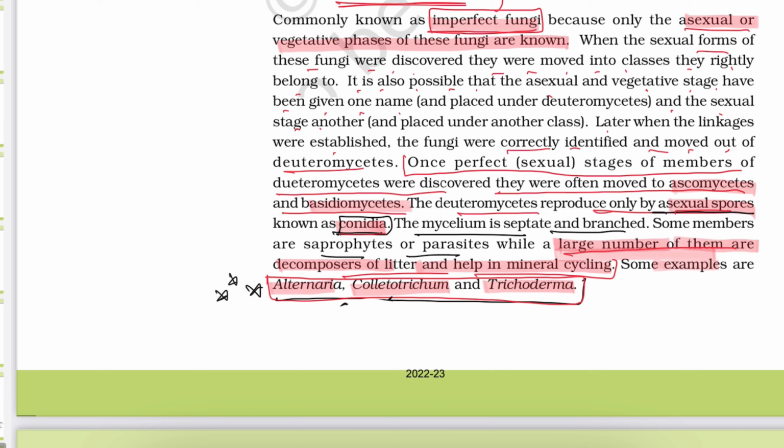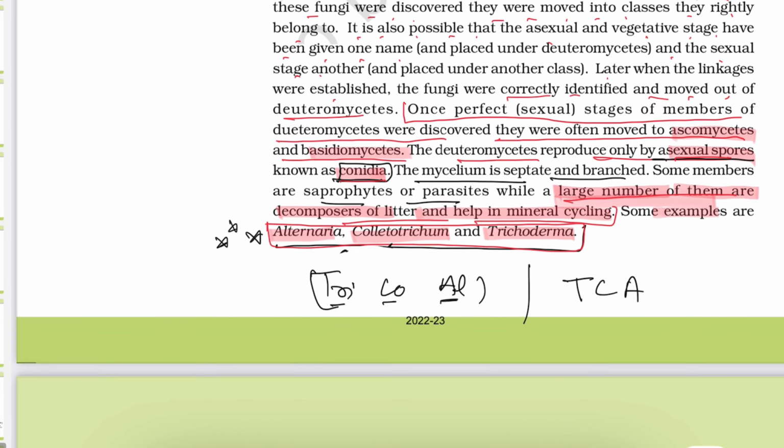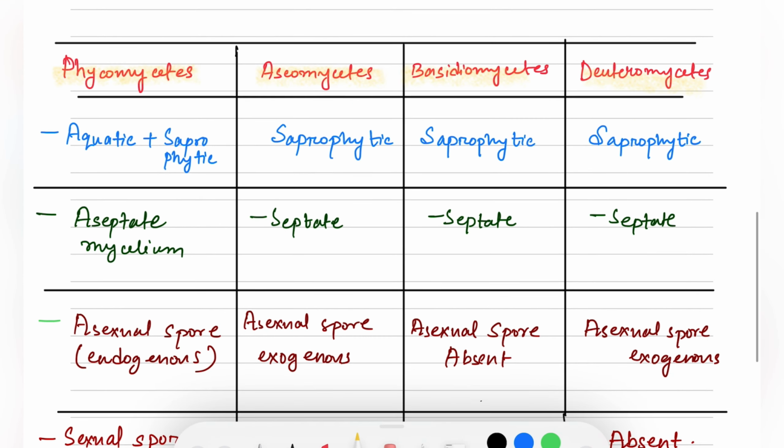The mnemonic by which you can remember these 3 examples: TriCol, Tri for Trichoderma, Col for Colletotrichum, and AL for Alternaria, or you can also use simply TCA: T for Trichoderma, C for Colletotrichum, and A for Alternaria. Thereby we have completed a very important kingdom, that is the kingdom Fungi. Now let us summarize all the 4 classes of the kingdom Fungi in this simple table about the mycelium, their habitat, asexual and sexual spores.